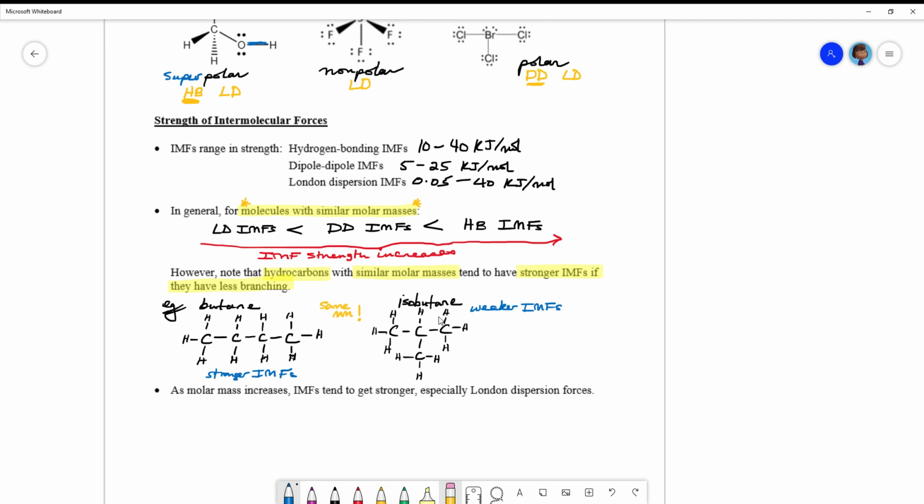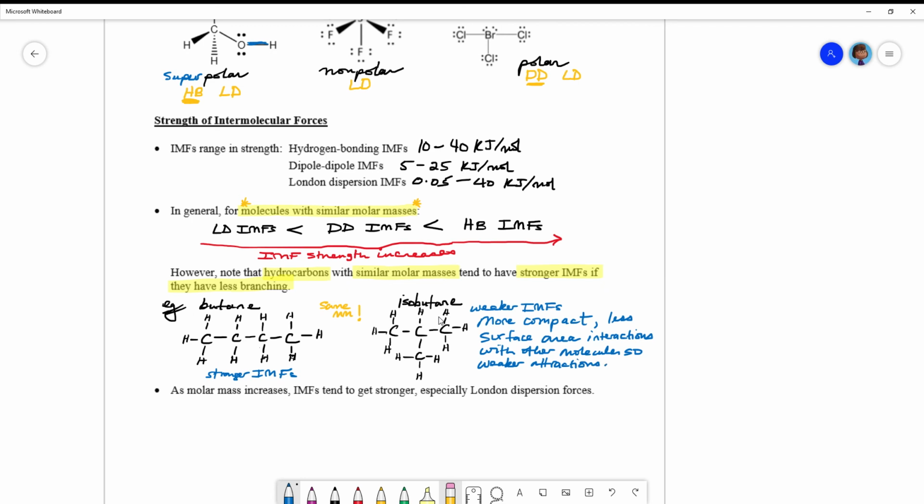So I'm going to write that down. So it's more compact. So we have less surface area interactions with other molecules. So weaker attractions. There we go.